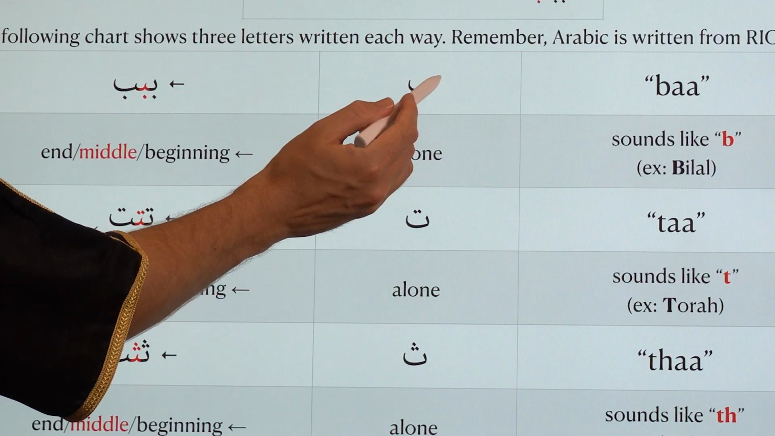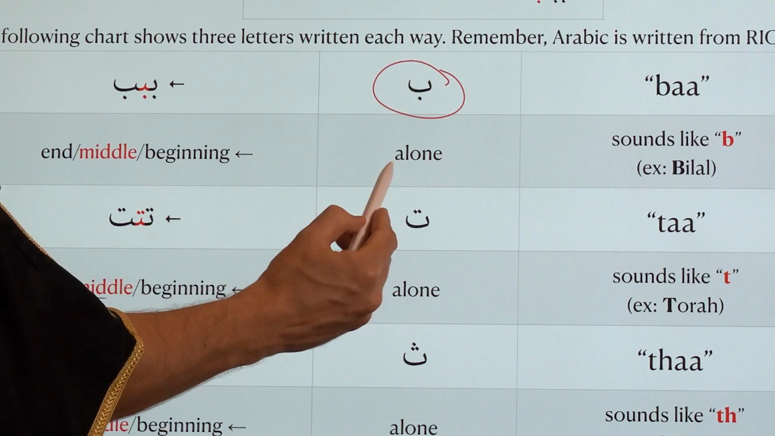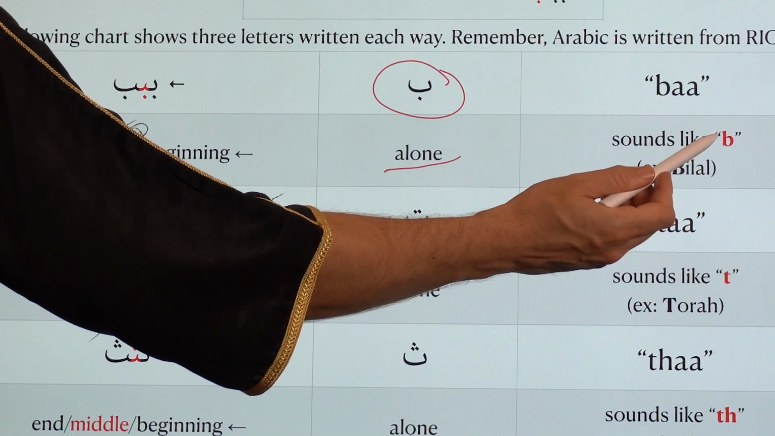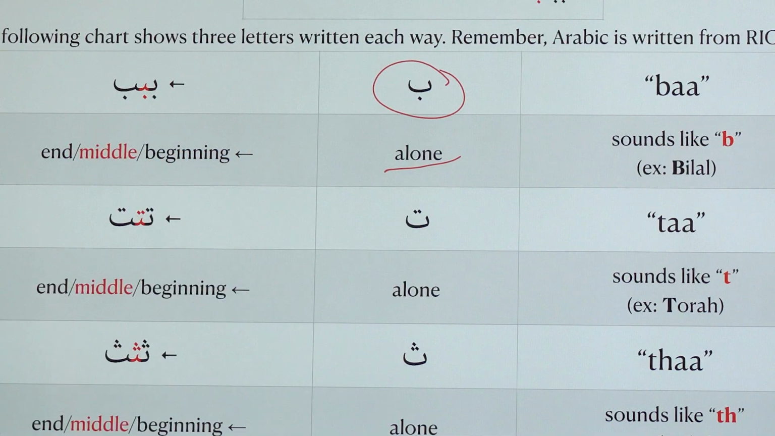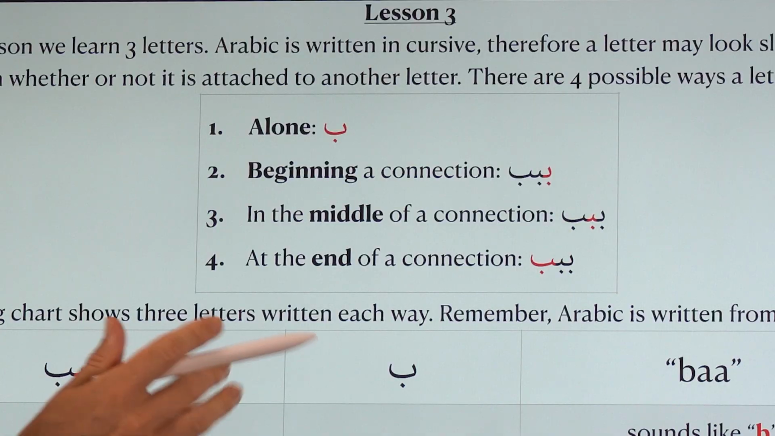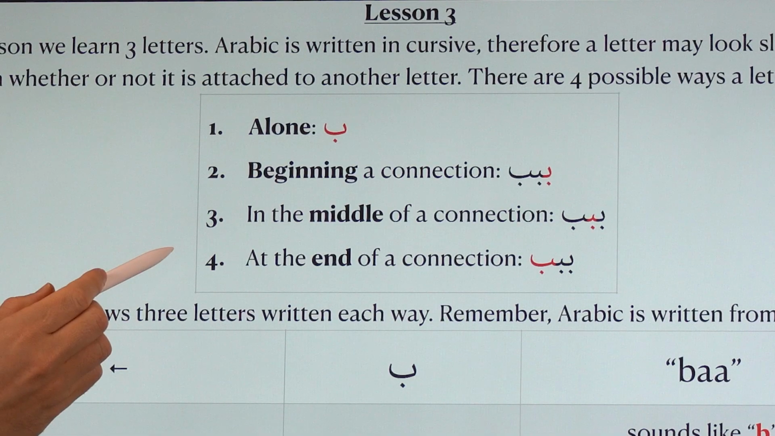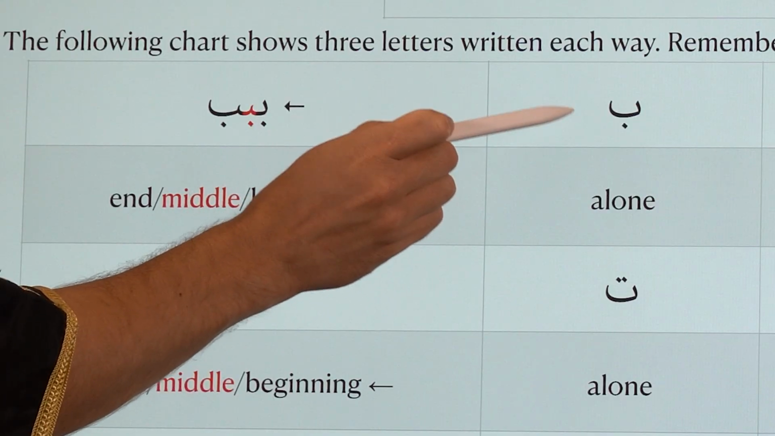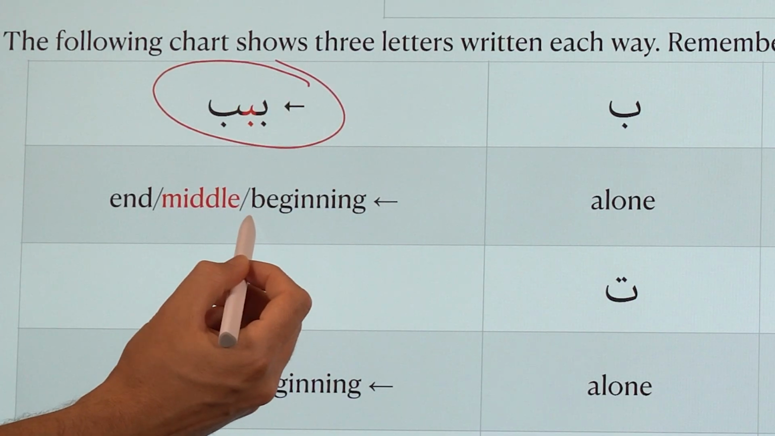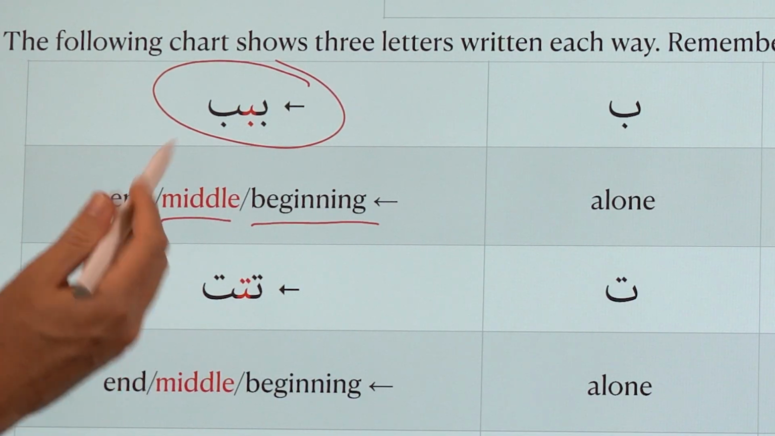So first we have the letter ba. This is how it is written alone. And as we learned already, it sounds similar to the English B. For example, the name Bilal begins with the letter ba. So remember, we said there are 4 possible ways a letter may be written. Alone is one of the ways, but here are the other 3 ways. When it is in the beginning, the middle, or end of a connection.